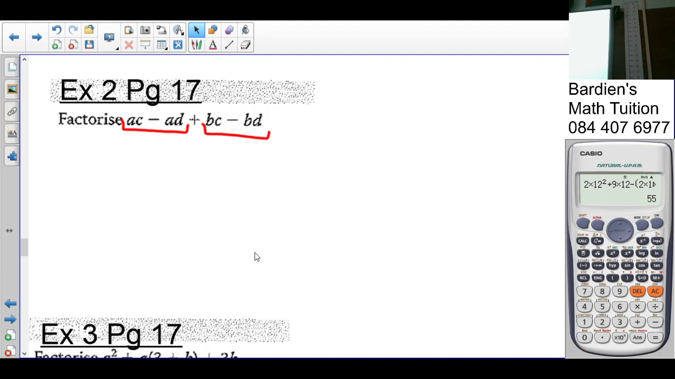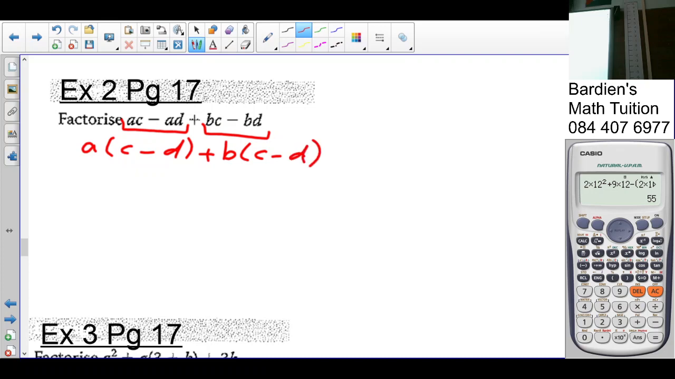So what do we get? A into C minus D. What is common here? B. C minus D. What is now common? C minus D. What are we left with? You all agree with that? I could have rearranged it as well, not so?